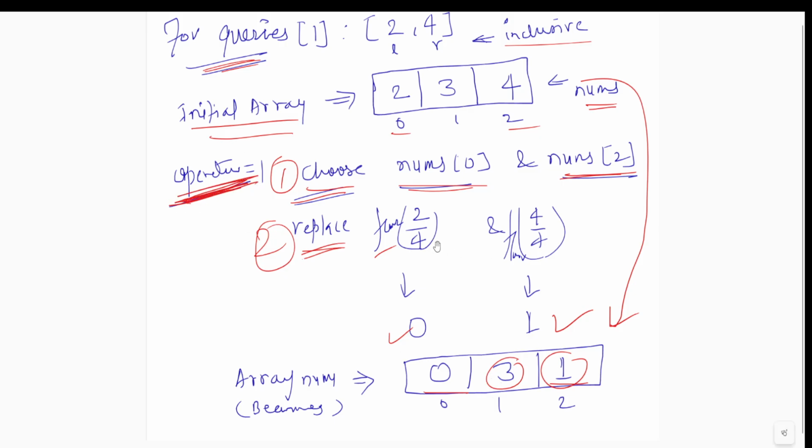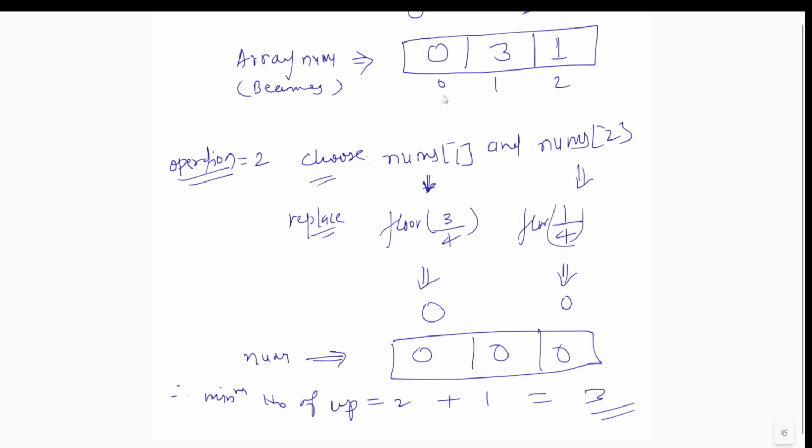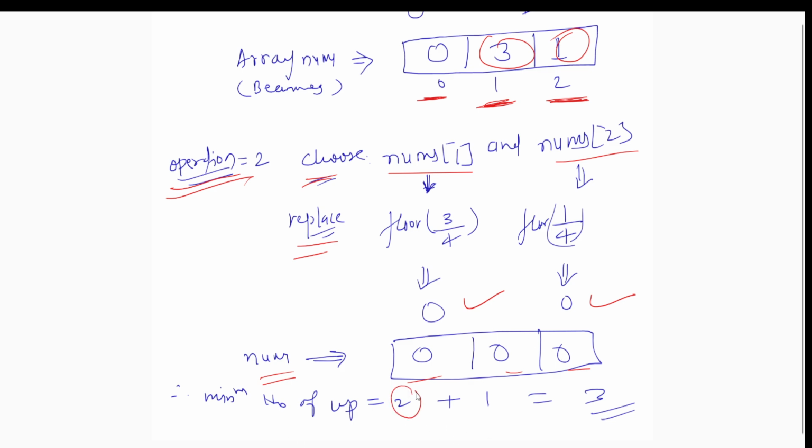Let's do operation number 2. Very first, we have seen that our current array is this one, right? At index 0 we already have 0, so we will not choose this one. It means we have to choose index 1 and index 2. For operation 2, we choose two elements, nums at 1 and nums at 2, which are the non-zero elements. So we'll replace the values, right? We take the float value of this and we get 0. So your new array becomes 0 0 0. It means queries at 1 also became 0, but this time it takes 2 operations, right?